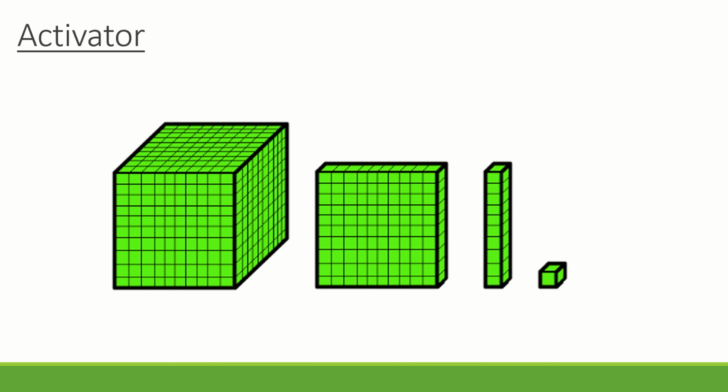For our activator, we have an image here that contains 4 different types of base 10 blocks. I'm going to want you to take about 30 seconds to just silently analyze this image, make any sort of observations that you can, and also think about the value that each of those base 10 blocks actually represents. So 30 seconds begins now.